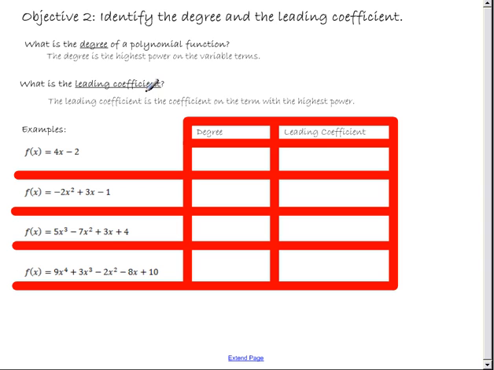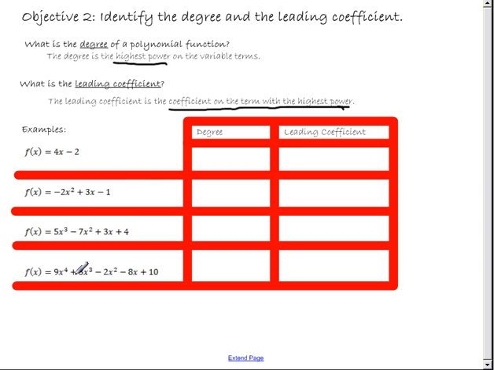The next objective is to identify the degree and the leading coefficient, because these are going to be very important when we talk about graphing a polynomial function. The degree of a polynomial function is the highest power on the variable terms. The leading coefficient is the coefficient on the term with the highest power.